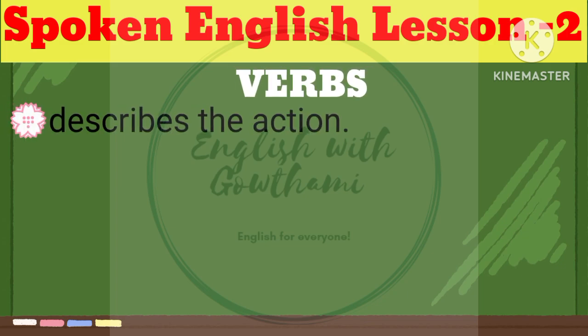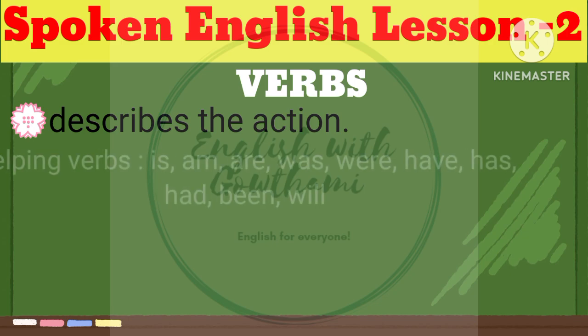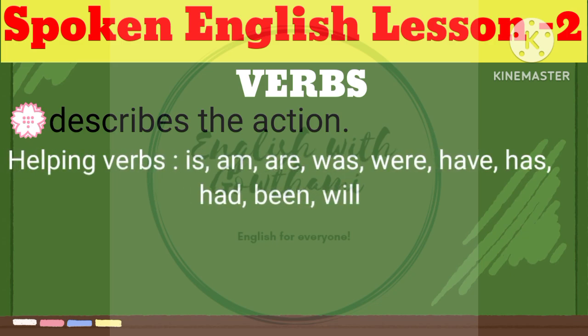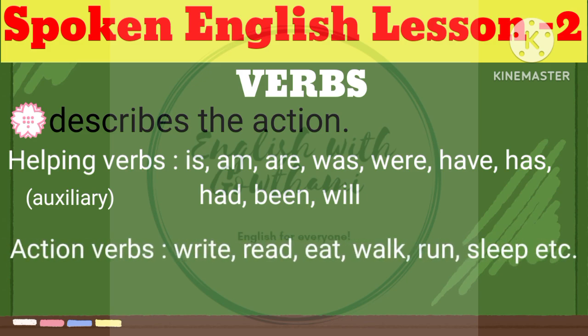Okay, now coming to verbs. Verbs describe the action that we do. Coming to types of verbs, helping verbs: is, are, am, was, were, have, has, had, been, will. These are helping verbs. These helping verbs are also called auxiliary verbs. Now coming to action verbs: write, read, eat, walk, run, sleep. All these are action verbs.